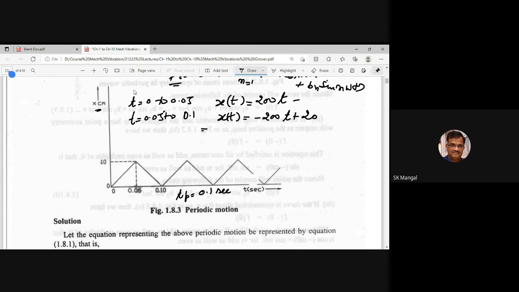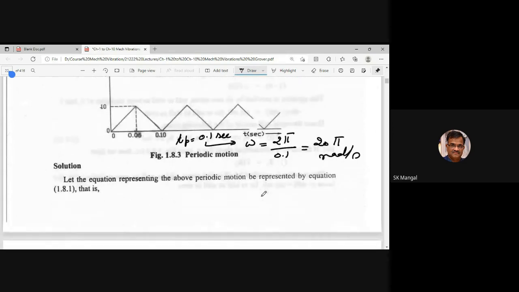And what is your omega? You already found Tp here. Your omega is nothing but 2 pi upon Tp. It comes out to be 20 pi radian per second. So you know everything here now.